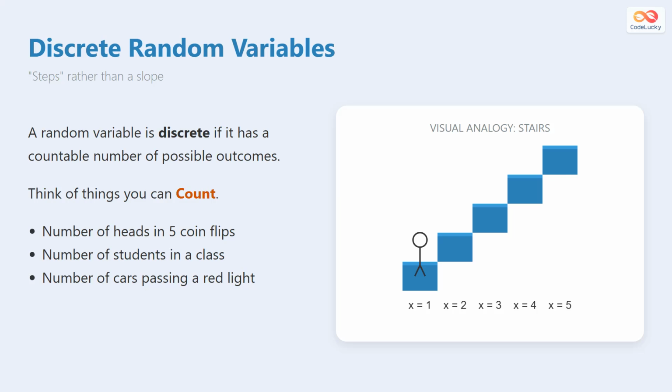First, let's look at discrete random variables. These are variables where the possible values are distinct and separate steps, like counting numbers. You can have 1 student, 2 students, or 3 students, but you cannot have 2.5 students. If you can count the outcomes on your fingers, it is discrete.